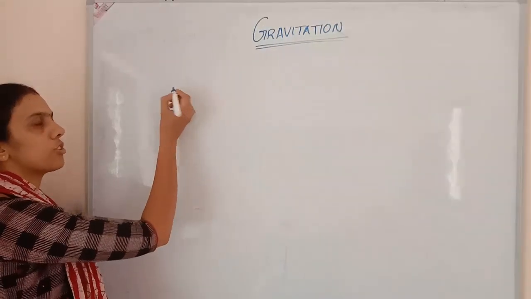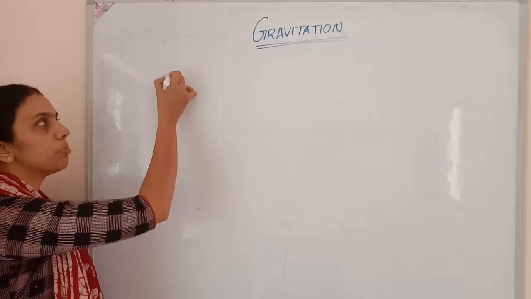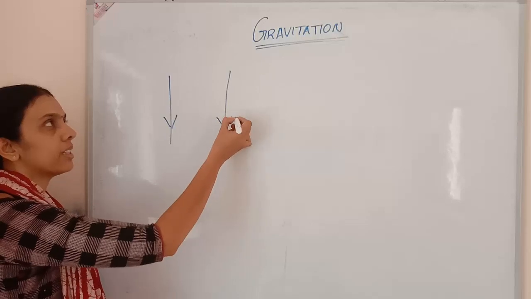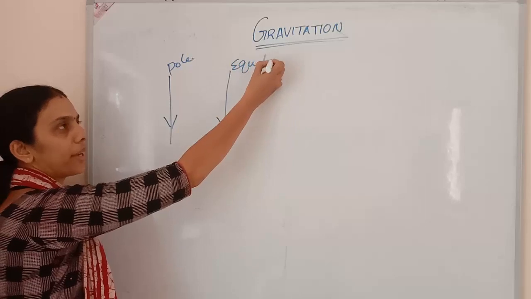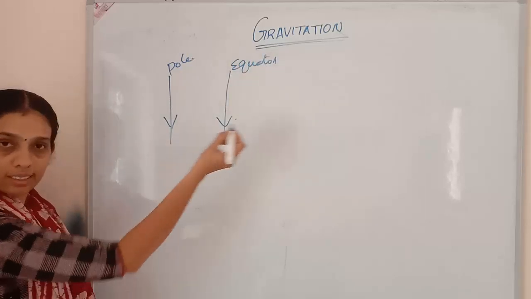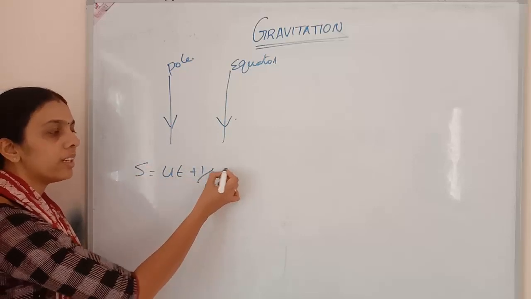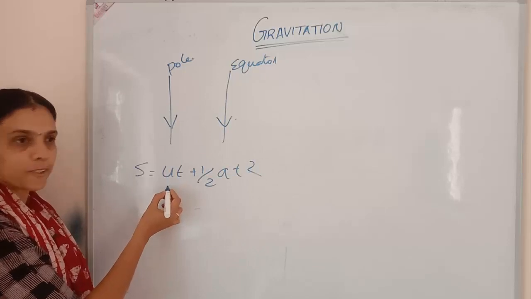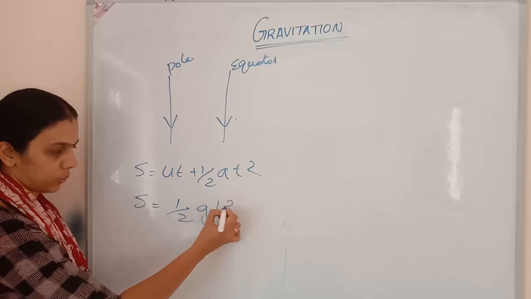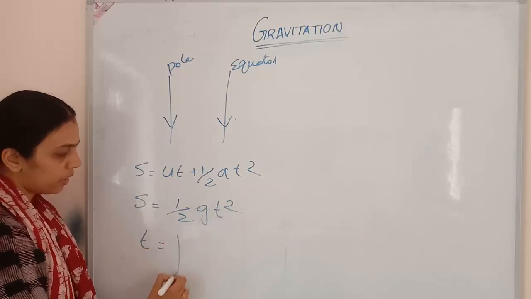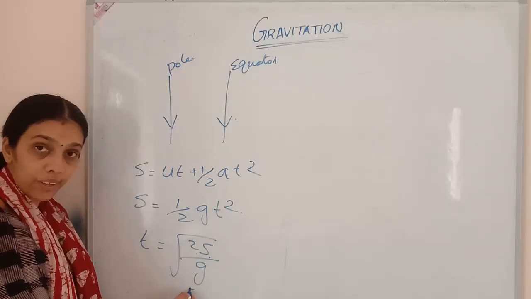Here we know that from two aeroplanes, two packets are dropped, one above the pole and another above the equator. As we did in the second question, S is depending only on the vertical height, isn't it? Since it is dropped, the initial velocity is equal to 0, therefore S equals half g t square. So what is t here? Root of 2S by g. So it is depending on the vertical height as well as g.